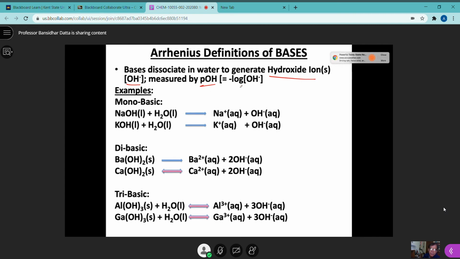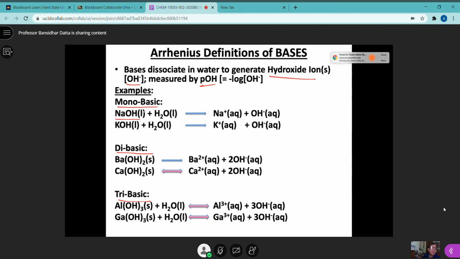Everybody okay? So the bases dissociate in water to generate hydroxide ion. The concentration of hydroxide ion is determined by pOH, and what's the pOH? It is the negative log of the concentration of hydroxide ions. Similar to the acids, we can also have monobasic, dibasic, and tribasic, depending on how many hydroxide ions they're generating in water. So let's say sodium hydroxide.